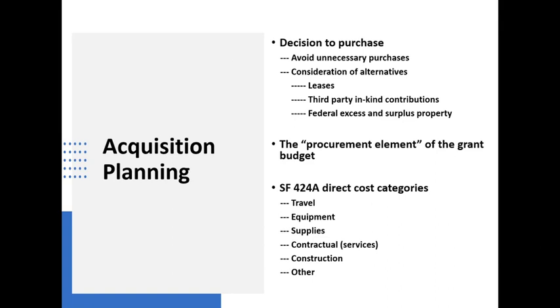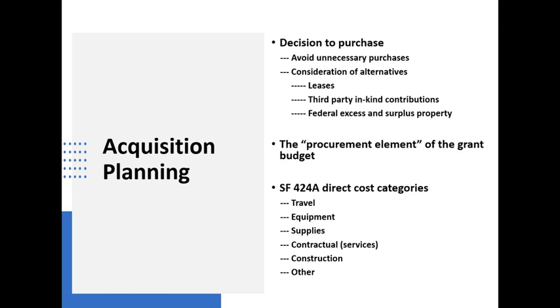Now, another term of art the feds use, it's not in the regulations per se, but it certainly is underlying a lot of their thought, is what is the procurement element of the grant budget? And I referred to this up front during my introduction. The standard form 424A is the budget form for a federal grant application.